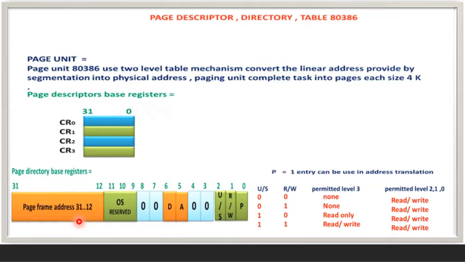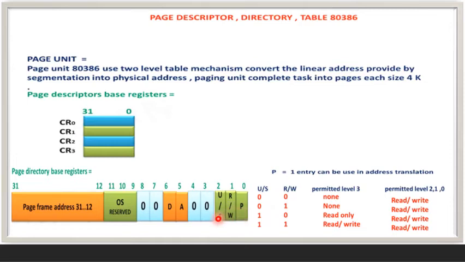The address bits A21 to A12 of the linear address are used to choose one of the 1024 page table entries. The P bit can be used in the address translation. When P is equal to 1, the entry can be used in address translation. If P is equal to 0, the entry cannot be used. The P bit of the presently executed page is always high.